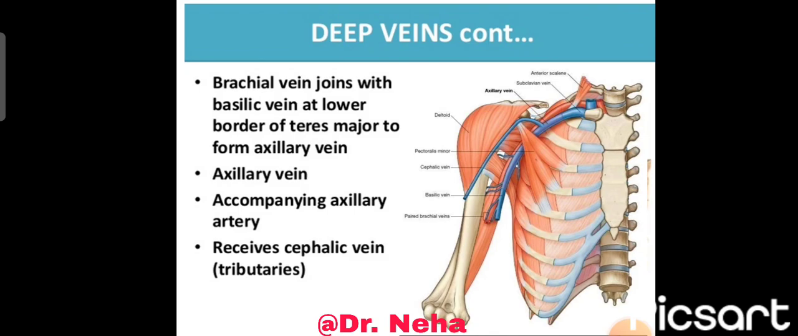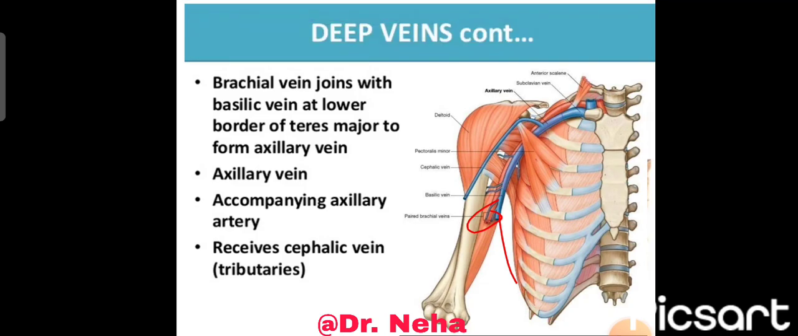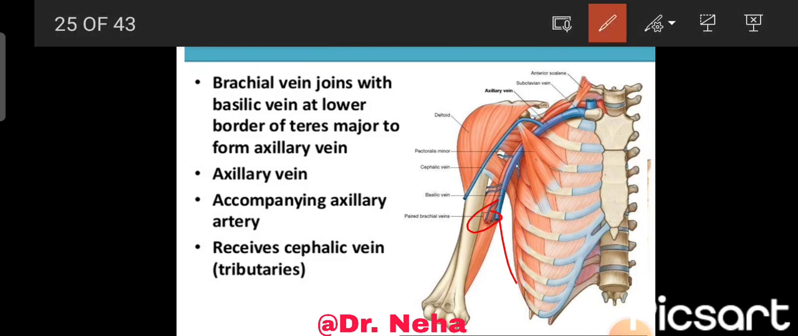Then this brachial vein joins with the basilic vein at the lower border of teres major and forms the axillary vein. So here we can see this is the basilic vein and these are the venae comitantes of the brachial artery, and they are draining into the basilic vein at the lower border of teres major. This basilic vein along with the venae comitantes of the brachial artery is now termed the axillary vein. This axillary vein also receives the cephalic vein in the deltopectoral groove.